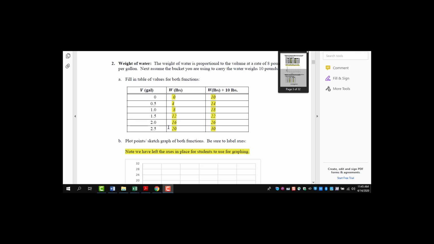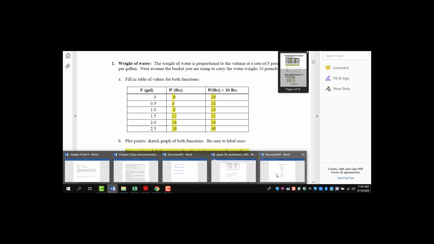So here are the answers to the table of values when different gallons of water weigh a different amount, and then they weigh 10 pounds more because you're carrying a bucket. This is a proportional relationship here, and it's linear, and it starts at 0, 0. This is of the form y equals mx plus b. And I'll just show you the graph here.